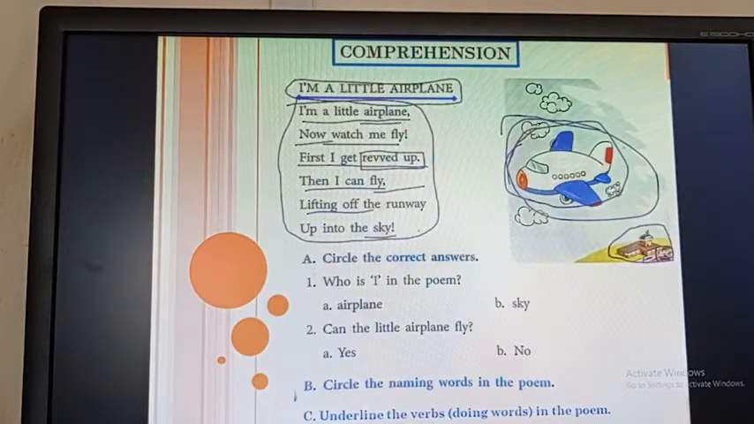So this is about the little airplane. The airplane is talking to us. So this is how, little children, you will have to read the poem or read the text, whatever is given to you.